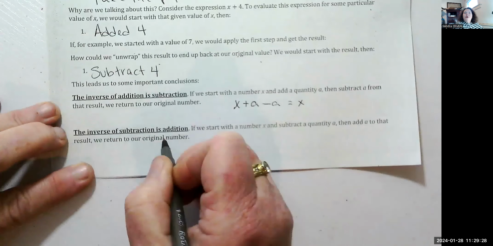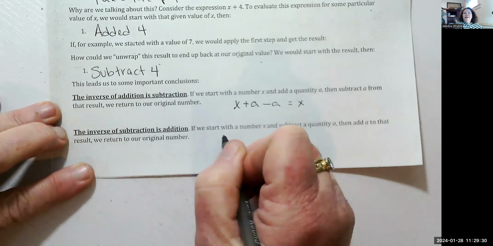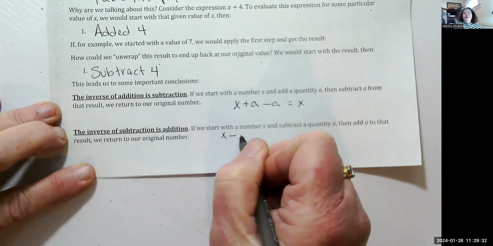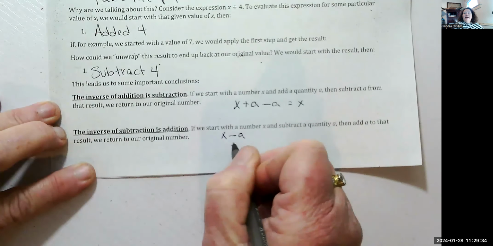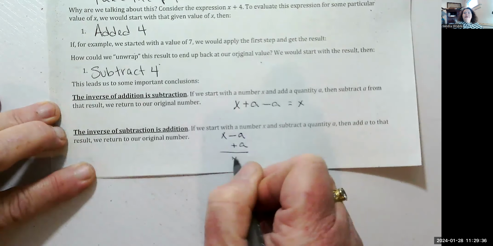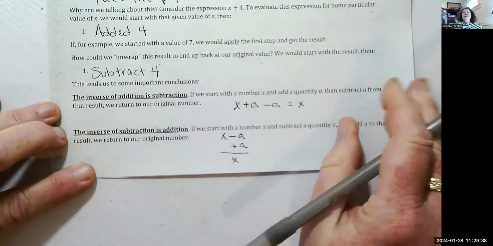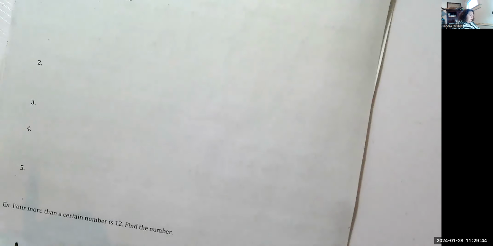So the inverse of subtraction is addition. I'm going to write this one differently. So x, subtract a quantity a, then add a quantity a, we're just going to get x, because the inverse of subtraction is addition.